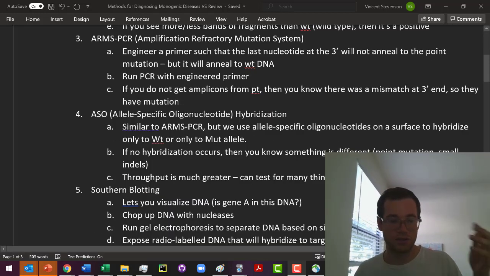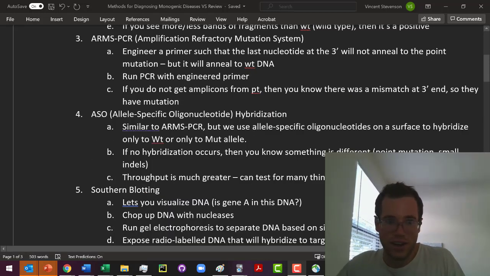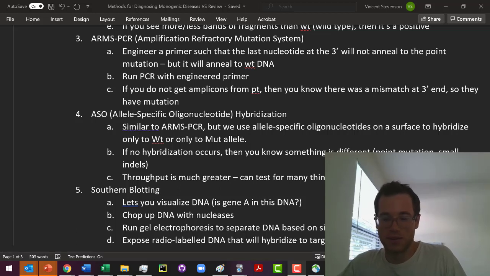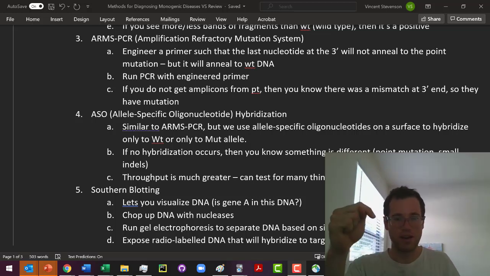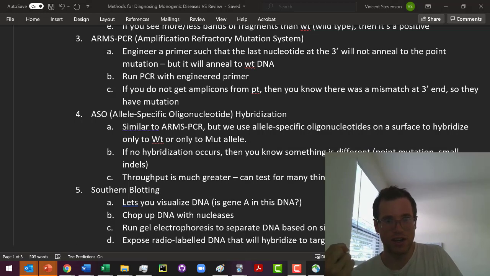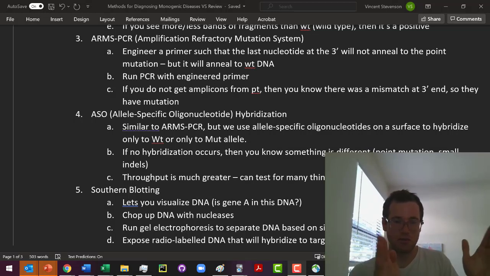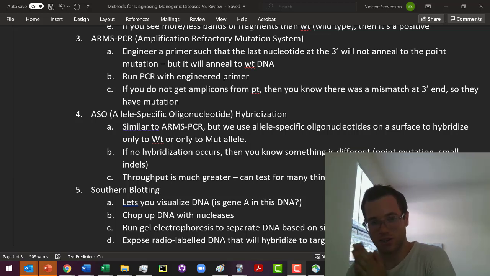The next one we'll be looking at is called ARMS-PCR. This is called amplification refractory mutation system. And so again, this is a little bit less specific than the RFLP PCR, because this can be any point mutation anywhere, but we are relying on what we would have already known beforehand. Let's say that instead of T at some nucleotide position you had G, we would make a primer so that the 3' end of the primer, so the very last nucleotide of that primer, would not anneal onto that nucleotide where that point mutation happened.